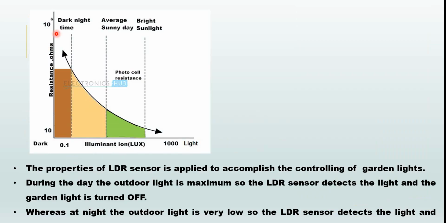Here you can say that in a dark time, the LED should be on. On average, the brightness will be at a moderate level. In bright sunny light, the light intensity is very high, so the LED will be turned off.